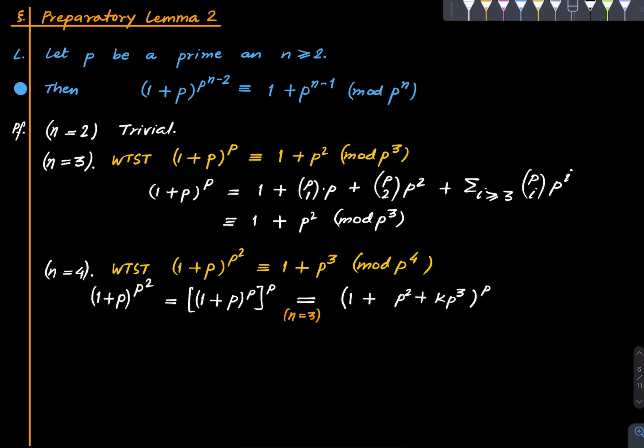All right, but this is equal to 1 plus p times p plus k p square, or maybe it's best to just use the binomial theorem here. So let's just use the binomial theorem, but just give me one line. So we have p times p plus k p square, to the power p. And now by binomial, what is the first term? It is 1. The second term is p choose 1 times p into p plus k p square. And then all the rest of the terms.